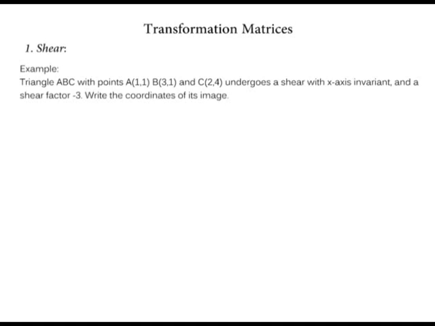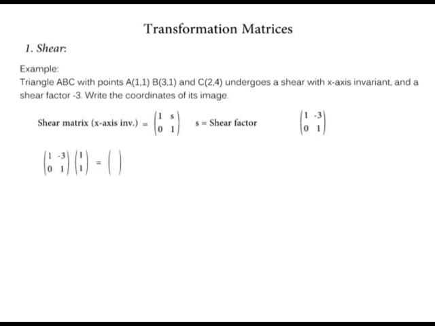In this case, the matrix will be (1, S; 0, 1). S in our case is -3, and so the matrix is (1, -3; 0, 1). We multiply each point on the triangle with this matrix. Point A (1, 1), so we have (1, -3; 0, 1) times (1, 1). 1 times 1 plus minus 3 times 1 is minus 2. 0 times 1 plus 1 times 1 is 1. So A prime has coordinates (-2, 1).